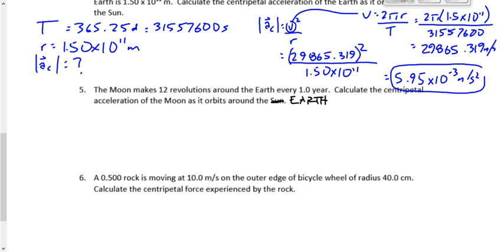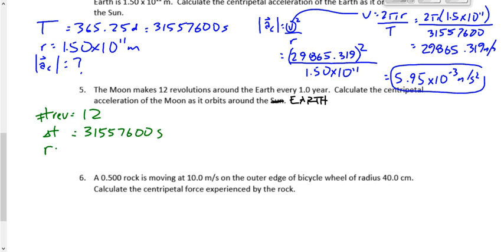What do we got here? We get the number of revolutions is 12. What's this, 1 year? By the way, 1 year we already calculated: 31,557,600 seconds. Is that going to be big T or little t? Little t is just any time, right? Big T is the time for one revolution. What do we got here? It's little t, right? Time for, well, however many revolutions.